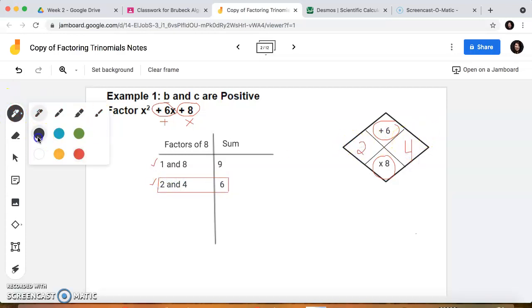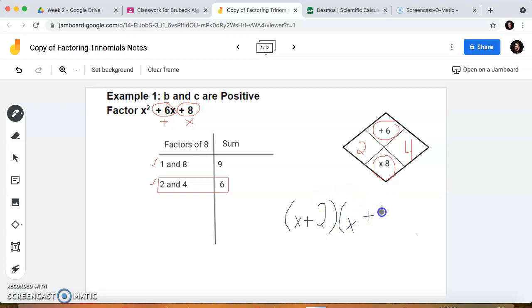And then the way we write our final answer is we just make parentheses. We say x plus 2 and x plus 4. Now if you're like, Ms. Brubeck, how do I know that this is supposed to multiply to get this? Well, let me show you.